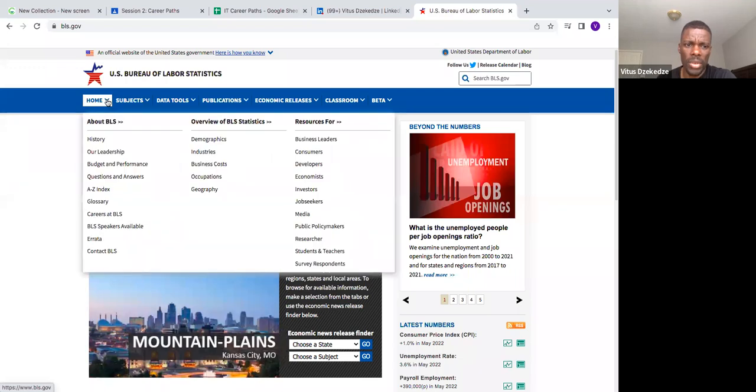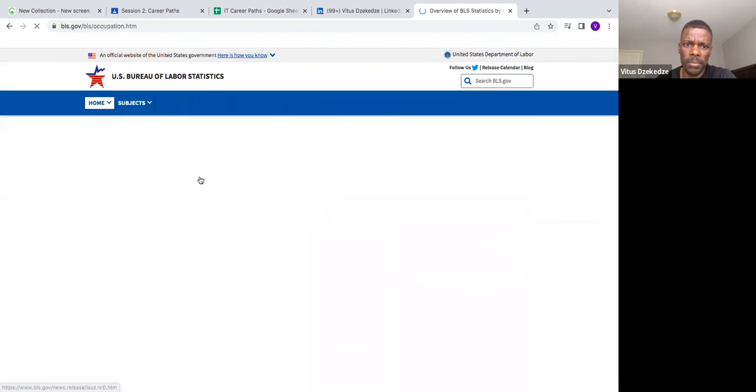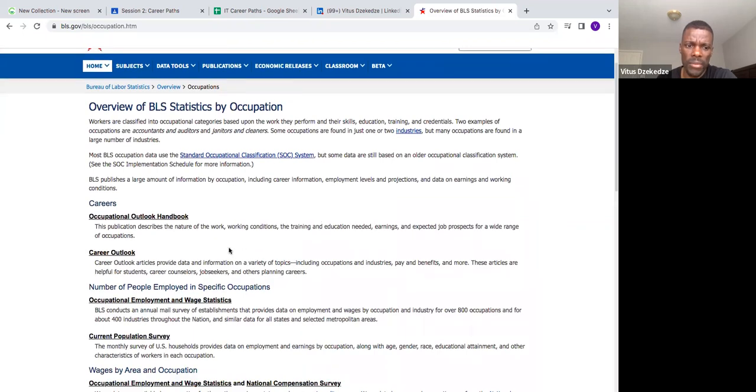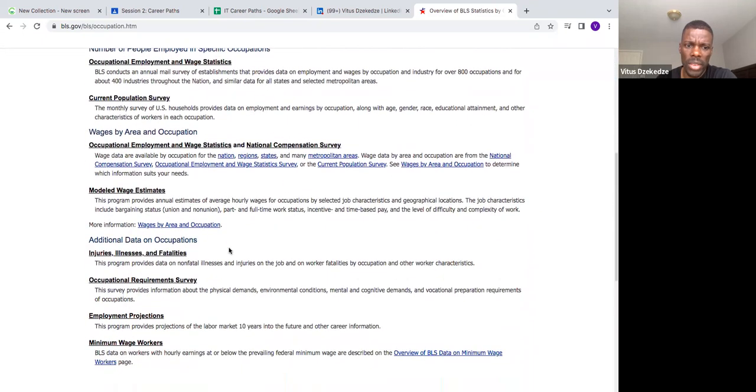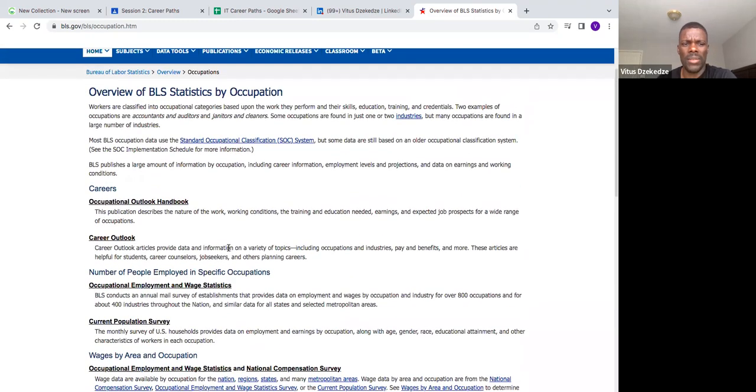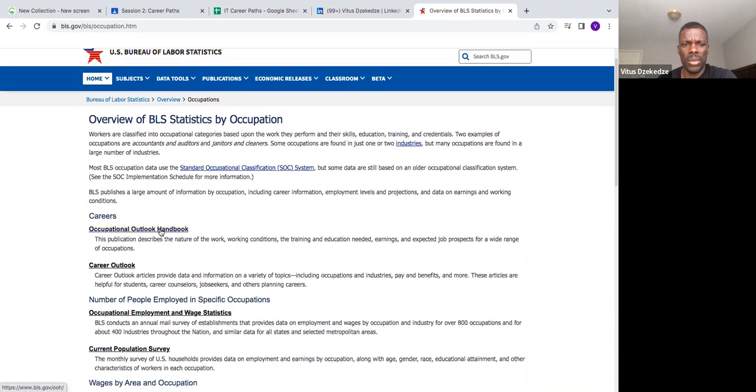From there, we can actually look at careers. No, we don't want careers. Occupations is what we want to focus on. So when we look at occupations, they're broken down into different groups, okay? And different wages as well. But what we want to focus on here is the Occupational Outlook Handbook.